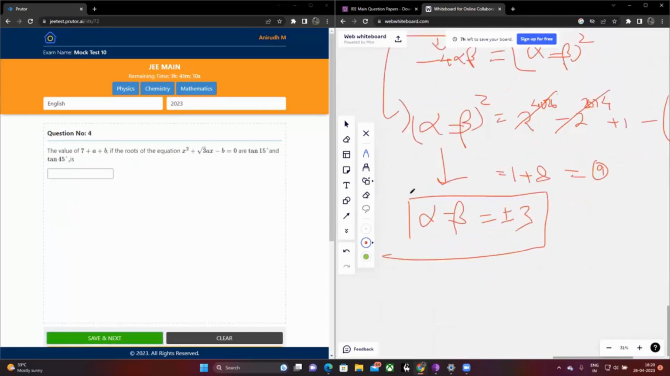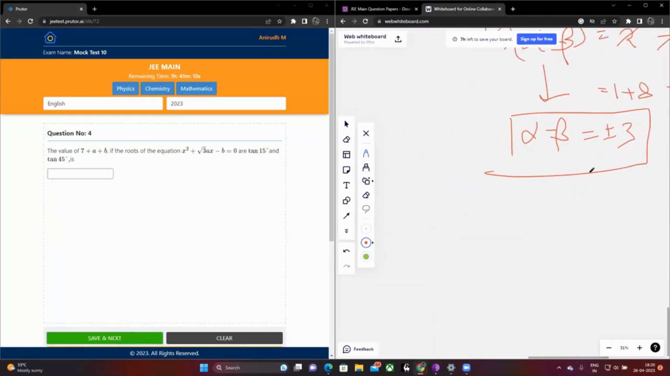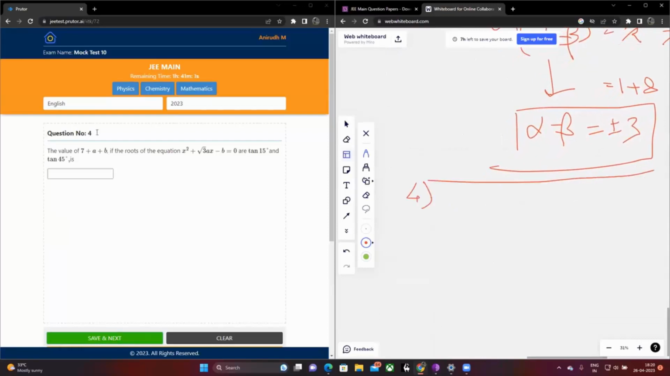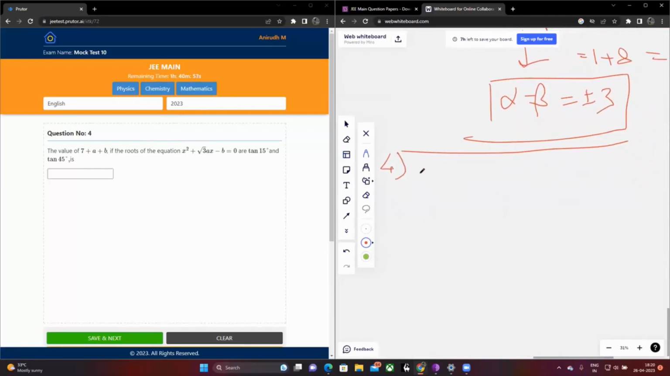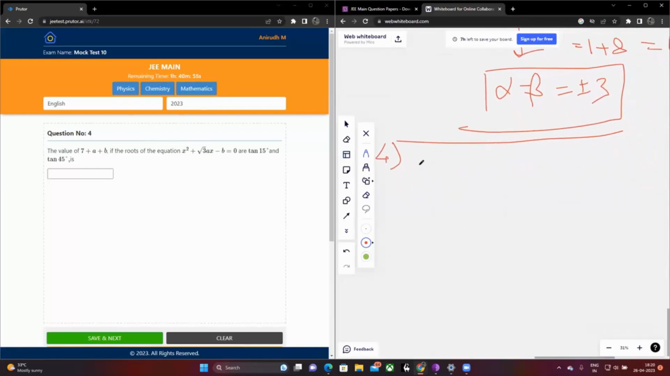Fourth question, the value of 7 plus a plus b, if roots of the equation this are tan 15 and tan 45. So again, it's the same old equations that you're going to use. Alpha plus beta equals root 3a minus root 3a, I just keep forgetting that. Minus root 3a. Alpha beta is equal to minus b.